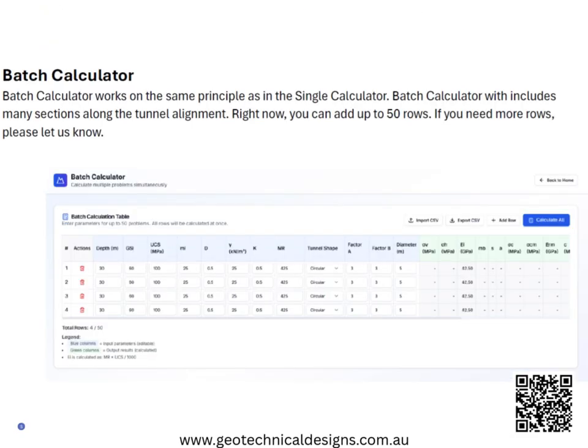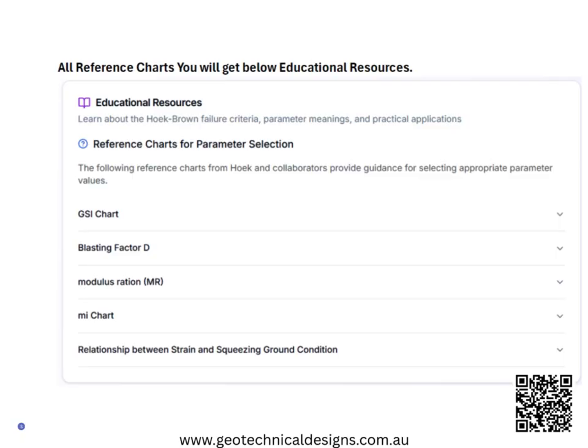As you can see in this slide, the batch calculator is shown where up to 50 rows can be added for 50 different scenarios. Last but not least, we will see the educational resources in our last slide, where you will find all the charts, tutorials, and other materials to refer to while using the calculator.